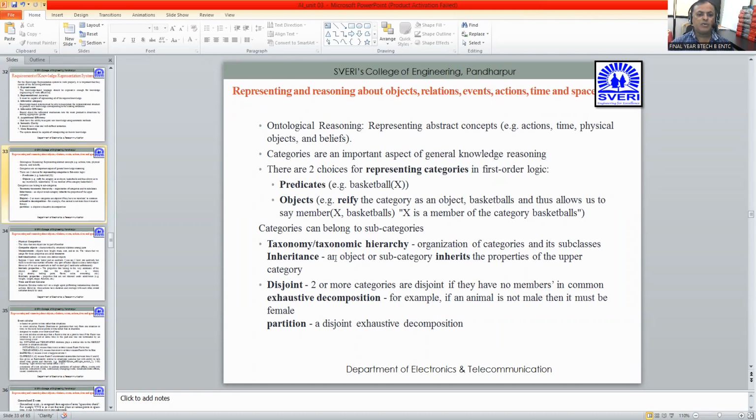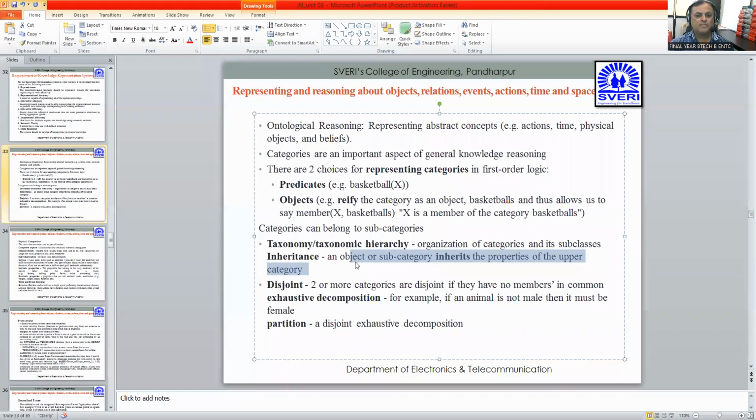The inheritance: an object or subcategory inherits the properties of the upper category. So if you consider the taxonomy or the taxonomic hierarchy, then it is clear to understand that there is an organization of the categories and its subclasses, right? Inheritance is nothing but the object or a subcategory which inherits the properties of the upper category, which is nothing but the taxonomy and hierarchy.